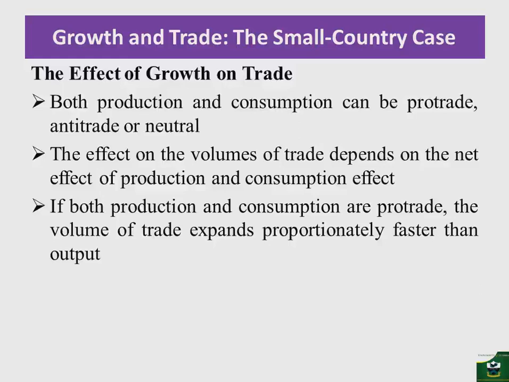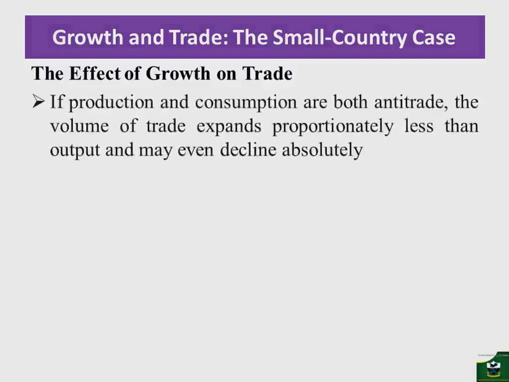And then we see that if production and consumption are both anti-trade, the volumes of trade will expand proportionately less than output and may even decline absolutely. Because production is anti-trade and consumption is anti-trade, the volumes of trade will be low compared to what is produced. This is because the nation has produced more of what it could have imported as opposed to what it should have exported, and therefore it will export less and import more, and consumption will follow suit, and such growth will be anti-trade.